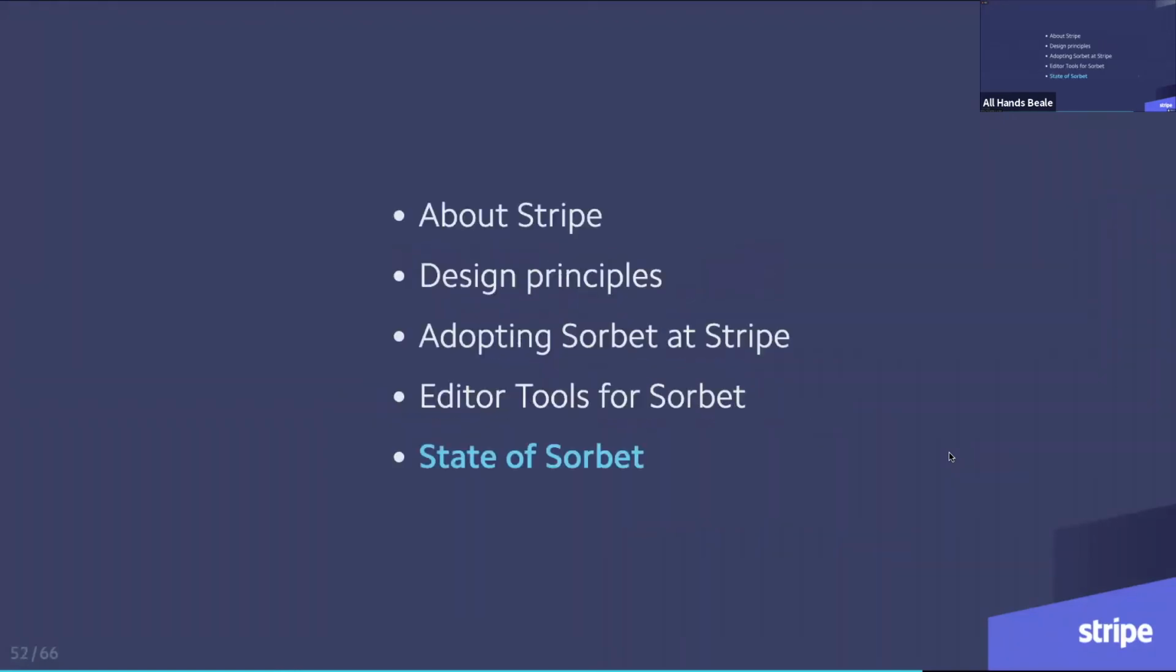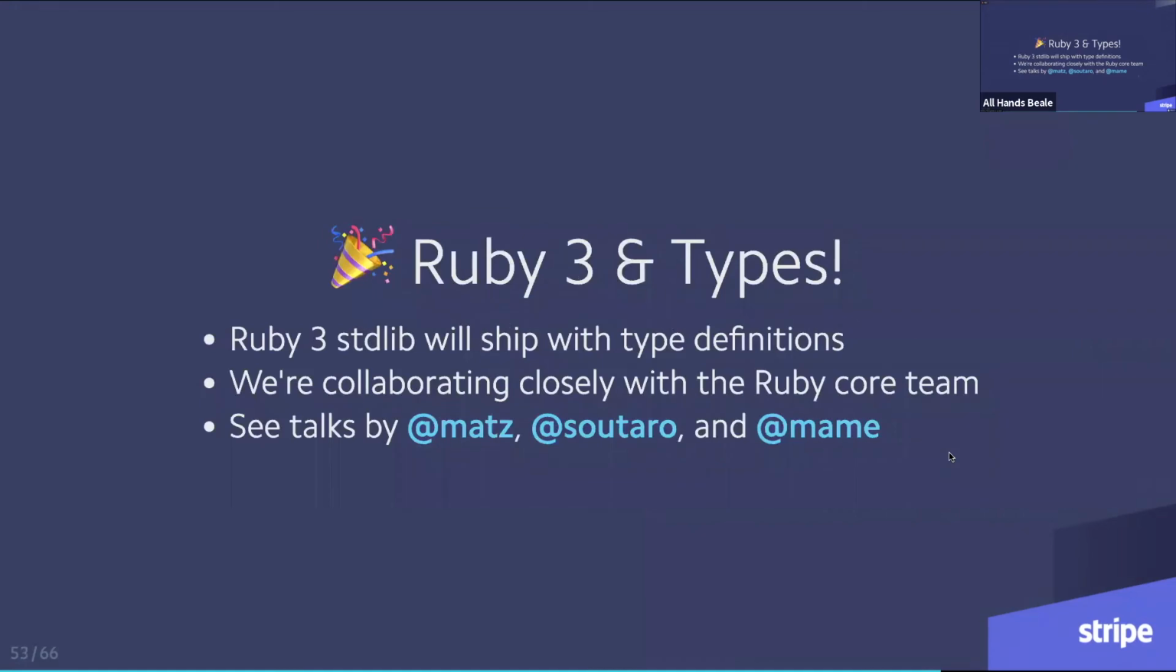And then, okay, the state of Sorbet. We're working together with Ruby core people. We're part of the working group working on bringing types to Ruby 3. Ruby 3 will have types. We're collaborating with the Ruby core team to find which additional constraints and requirements are necessary for the type system of Ruby 3. It's active ongoing work, and yep, Ruby 3 will have types.